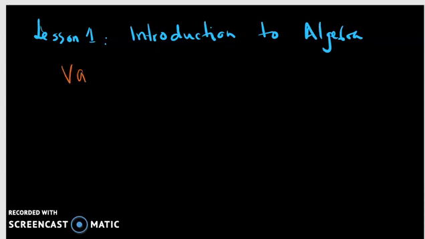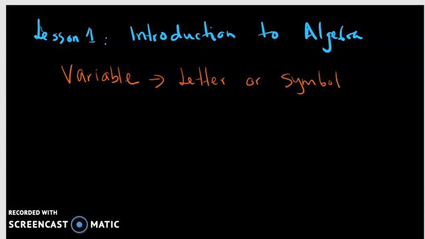One of them is variable, which is defined as a letter or symbol that stands in place of a number.